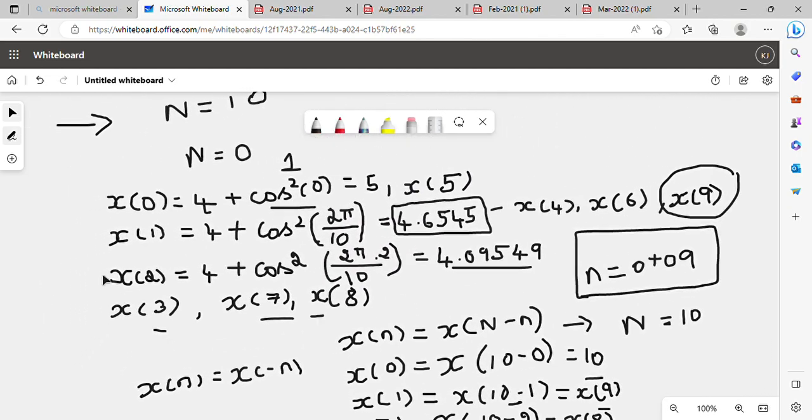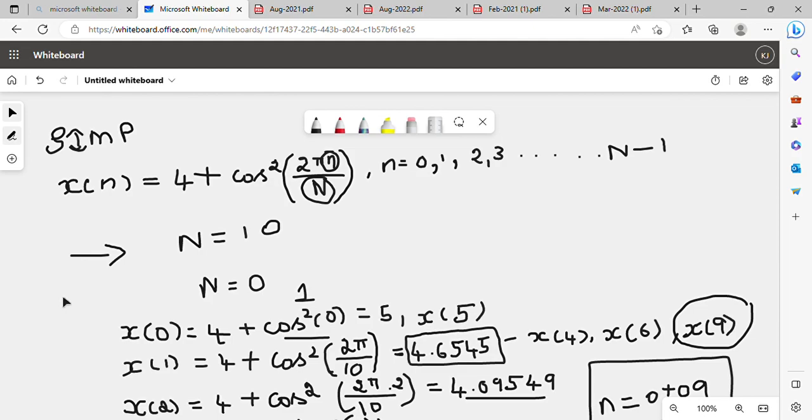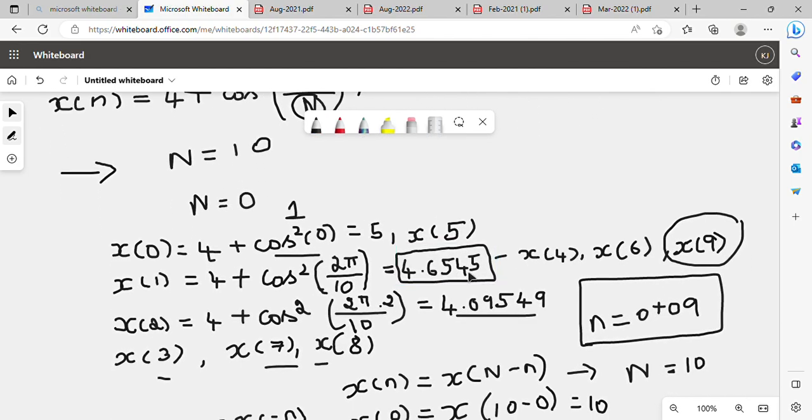And see here, the question given to us is 4 plus cos square 2 pi n by N. So for that, what I am supposed to do is take N equal to 10 point DFT, and substitute the values from 0 to 9, and then you are going to get all the values. So these values are repeatedly occupied by x of 4, x of 6 and x of 9, and this value is repeatedly occupied by x of 3, x of 7 and x of 8.